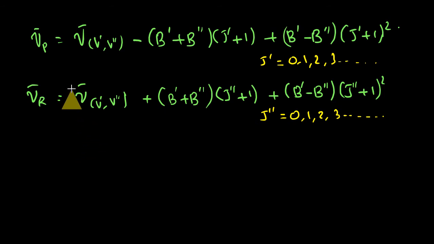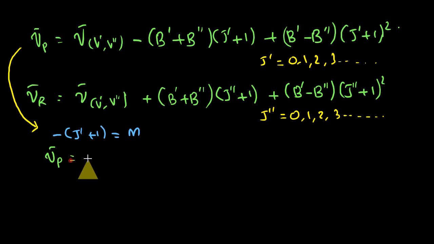Now you can look at this expression. In the first expression, I am going to put minus of j prime plus 1 as m. I am going to take this expression, and in this expression, I am going to put minus of j prime plus 1 is equal to m. How will the equation become? The equation will become nu bar p is equal to nu bar v prime v double prime, with minus of j prime plus 1 equal to m.